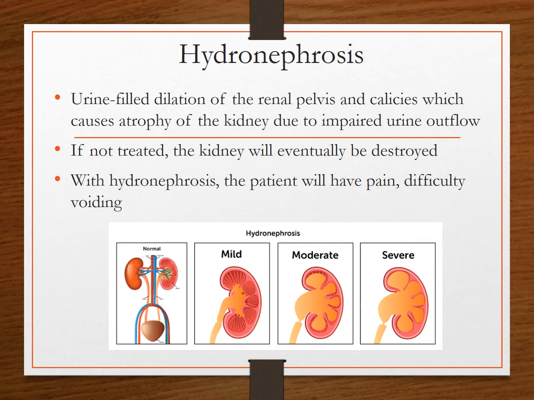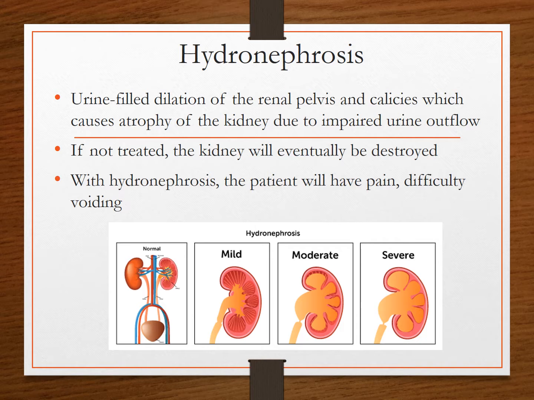Hydronephrosis is a urine-filled dilation of the renal pelvis and the calyces, and it actually will cause atrophy of the kidney because of impaired urine flow. If not treated, and if you don't remove the stone and repair the hydronephrosis, then the kidney will actually eventually be destroyed, and the patient will have pain and difficulty voiding.